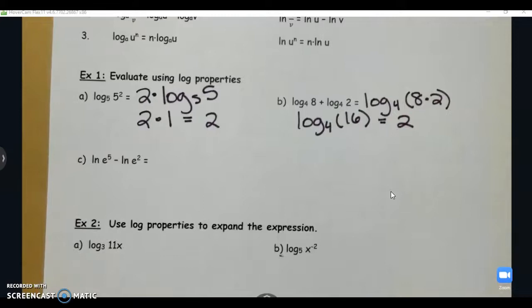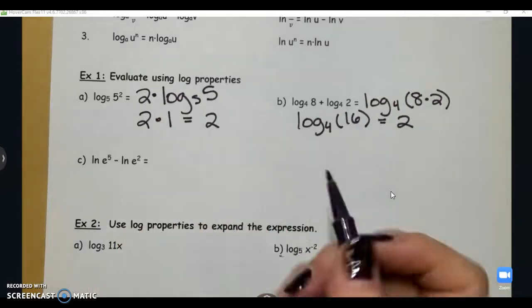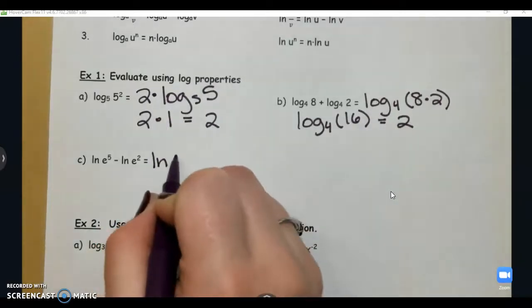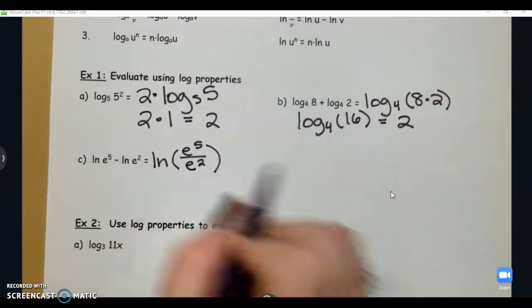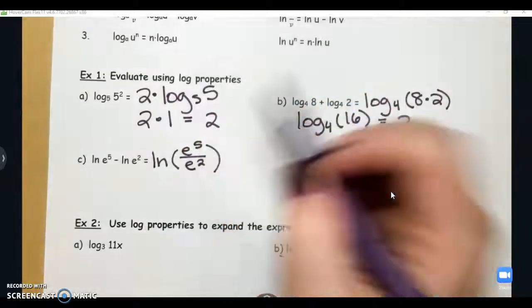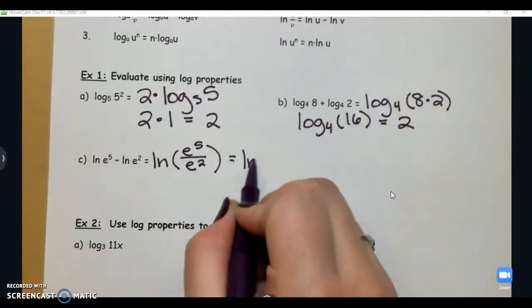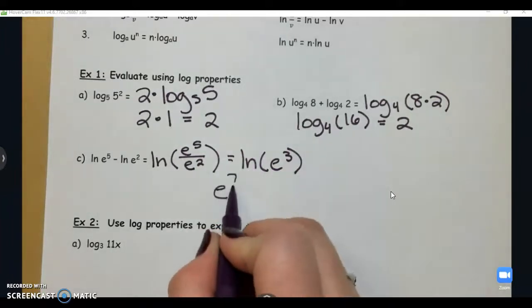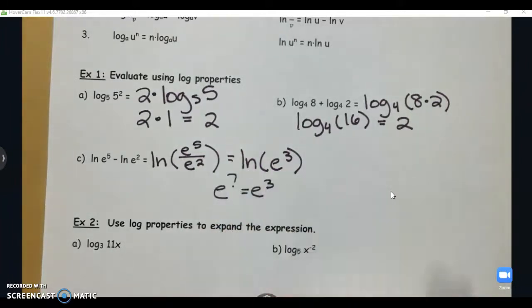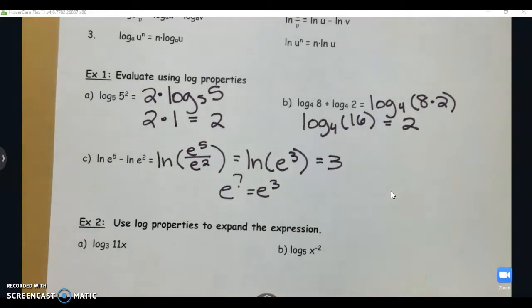On to C, natural log of e to the 5th minus natural log of e squared. I'm going to condense this expression using our division property. So natural log of e to the 5th divided by e squared. Now remember, when you are dividing like terms, you can subtract their exponents. So that is the natural log of e cubed. So what is the natural log of e cubed? Well, remember, for natural log, our base is e, so this is asking what exponent would I raise e to get e to the third power? Well, that is just 3.